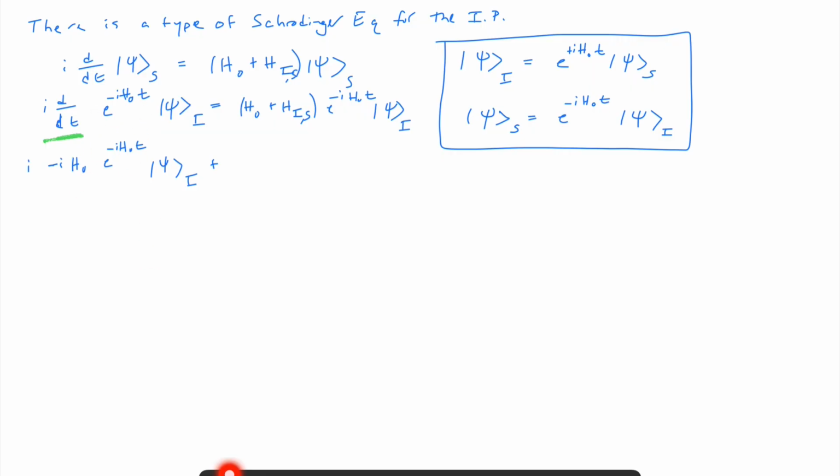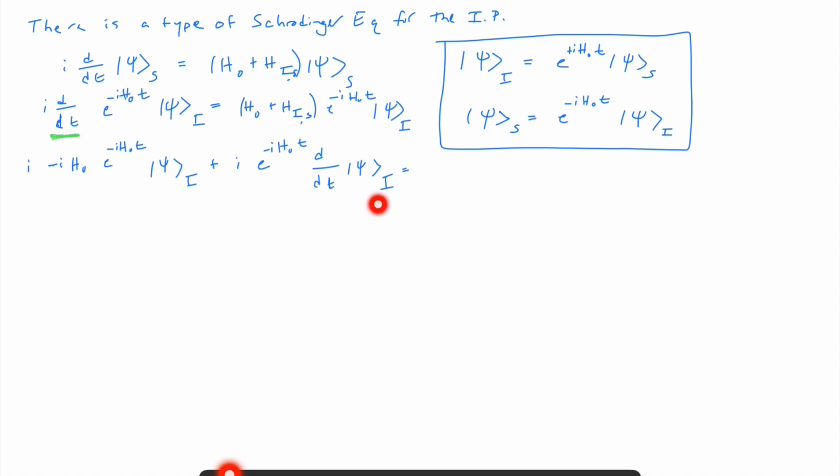We could apply that here to this expression in an analogous fashion. If I take the derivative of this term, the minus iH₀ gets pulled out in front of this exponential, and then the rest of the exponential stays the same. Then I still have the original second term. Plus, now I'll take this derivative applied to the second term. I'm going to leave the first term the same, e to the minus iH₀t. That's the first term, and then the derivative of this ket.